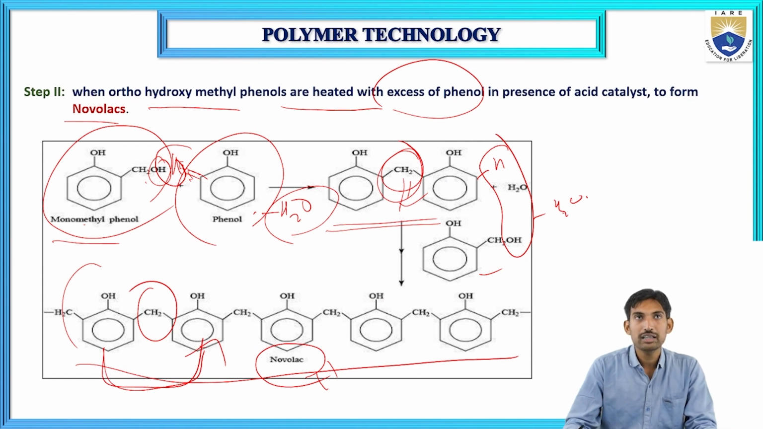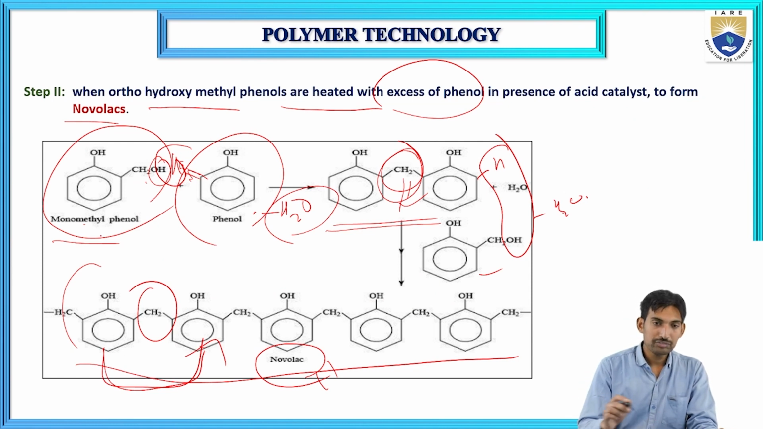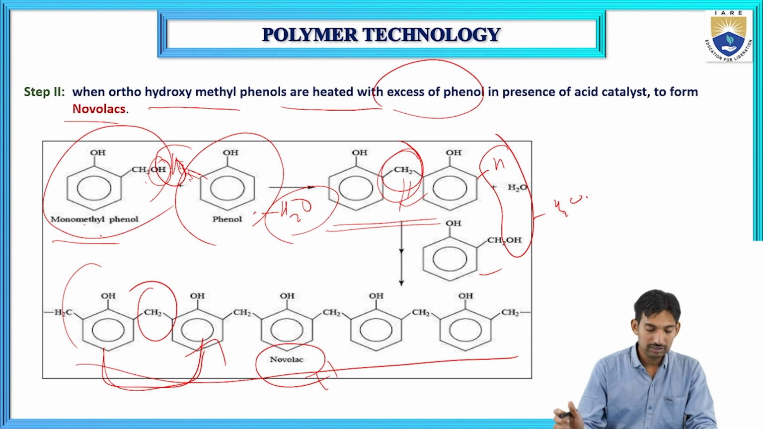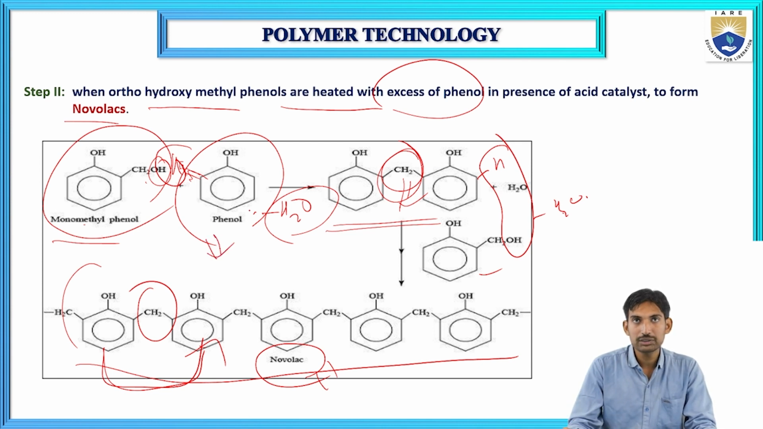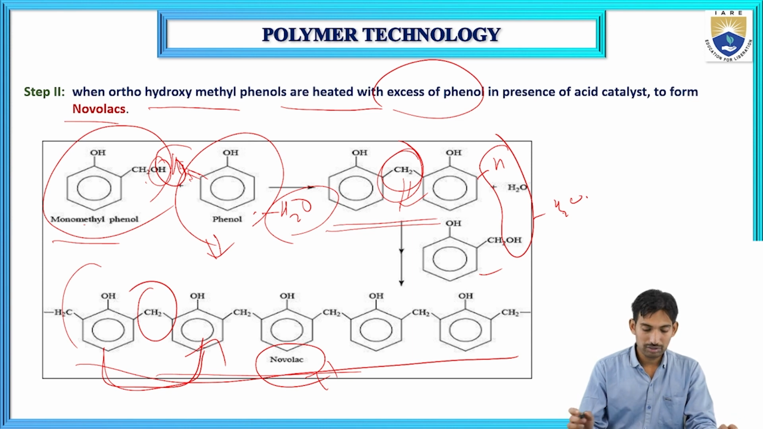In the second step, ortho-hydroxymethyl phenol reacts in the presence of an excess amount of phenol. There is elimination of a water molecule. It forms a linear chain polymer, that is Novolac. In the second step, Novolac formation takes place.